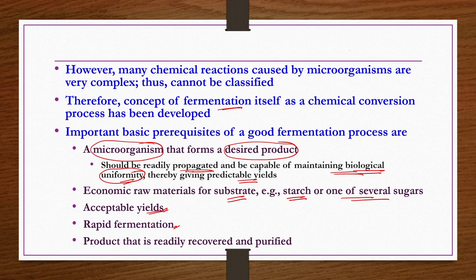So that's the reason the yields have to be acceptable. They should not be very low, because most of the fermentation processes themselves are slow. If the yields are also very low, then they will not be acceptable. Then fermentation has to be rapid. Whatever product is formed should be easily recovered and then purified.